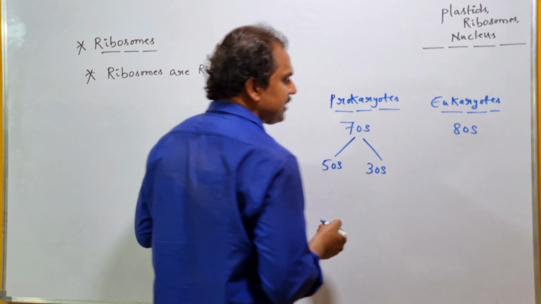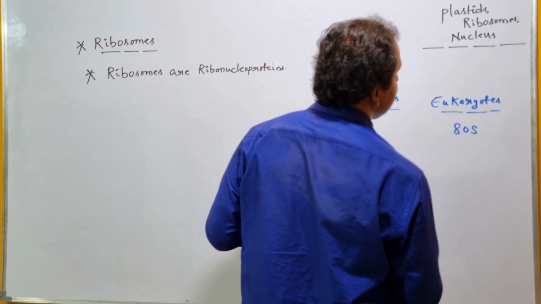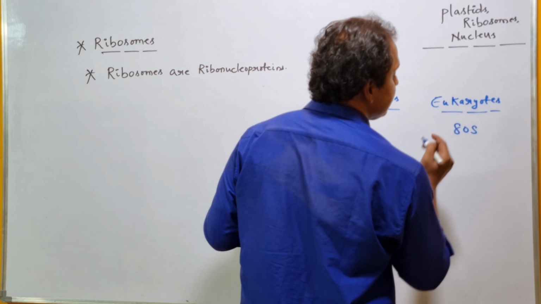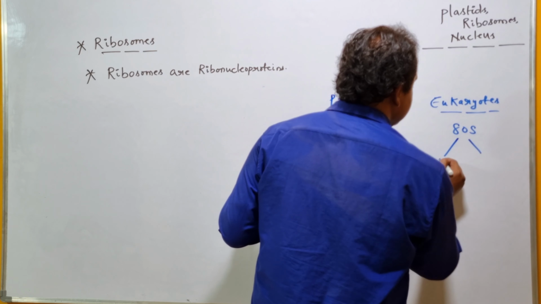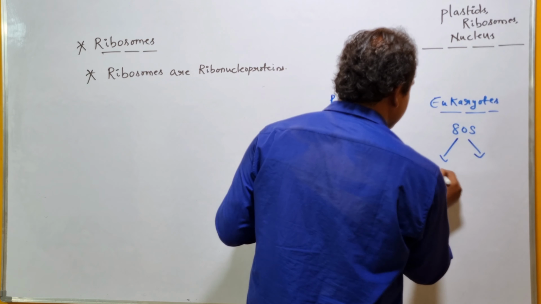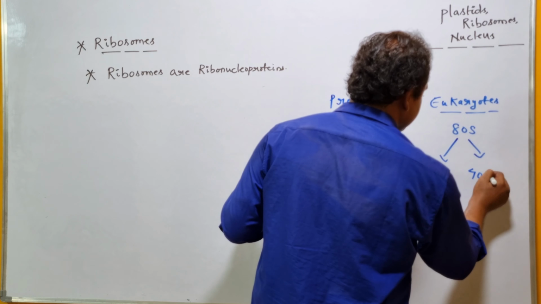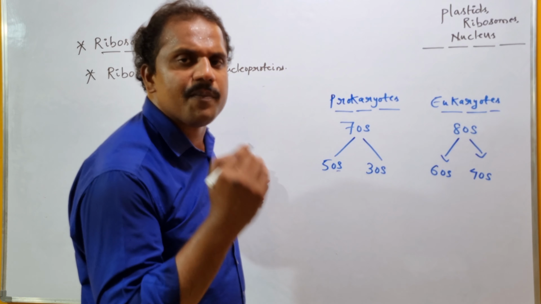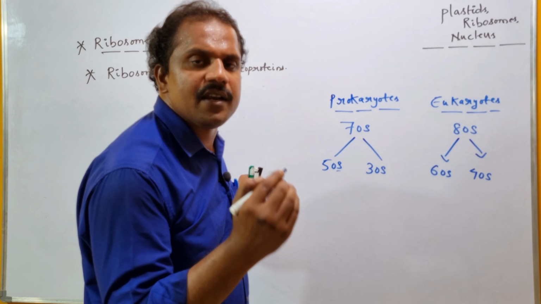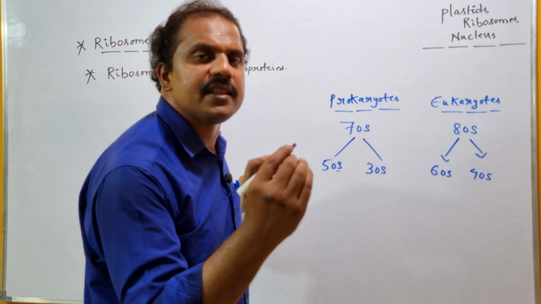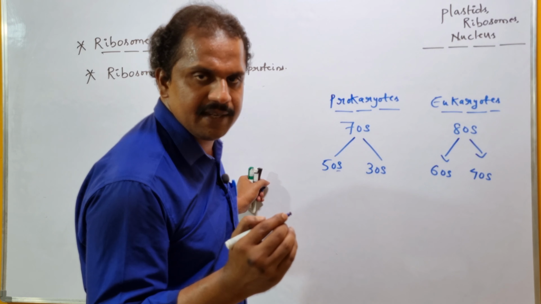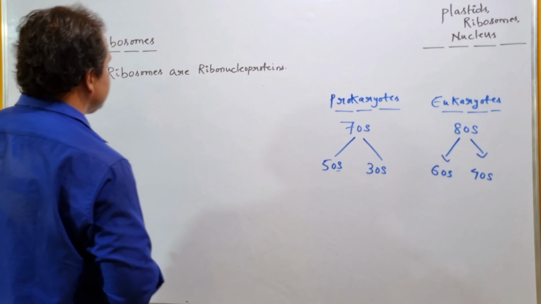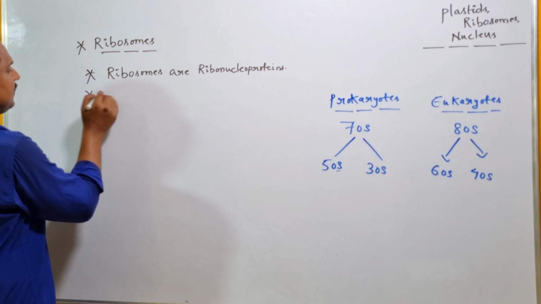Then in the same way, the 80S ribosomes which are observed in eukaryotes contain two subunits, and these include 60S and the other one is 40S. So here S stands for what? Swedberg unit, which is obtained during the sedimentation coefficient of the ultracentrifugation process. Is it clear? So the basic function of ribosomes is to organize protein synthesis.